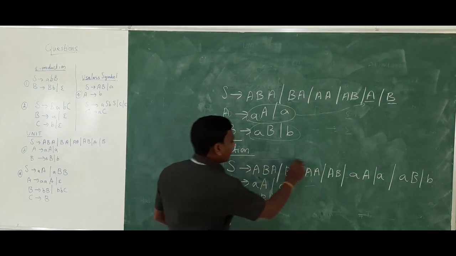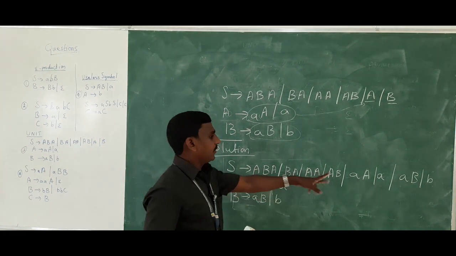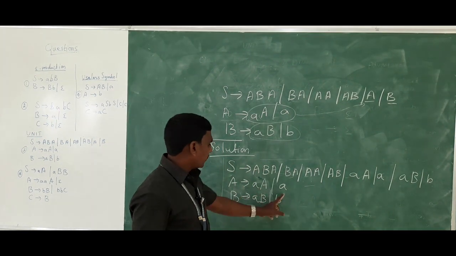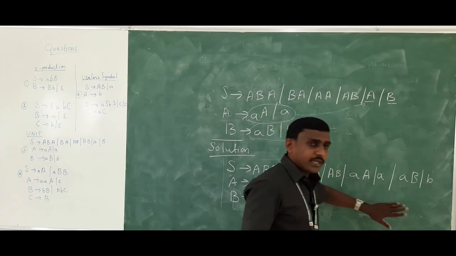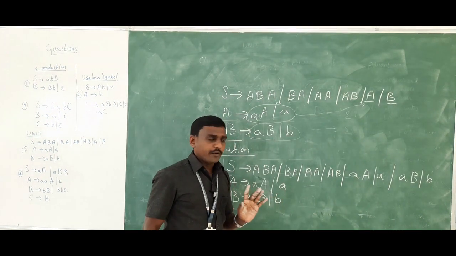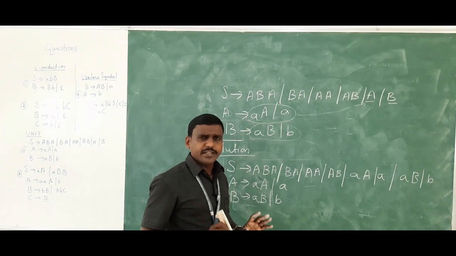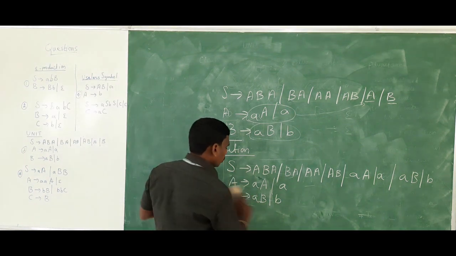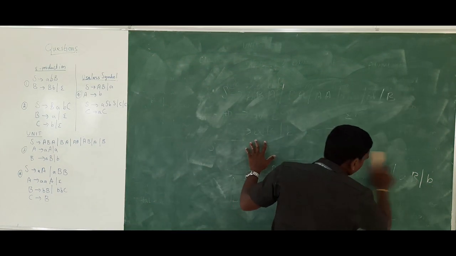See, after eliminating unit production, you have to check whether a unit production is there. Is one variable tends to one variable there? No. See, this is terminal, this is terminal, this is terminal, this is terminal. So there is no one variable tends to one variable. So this is the way of eliminating unit production. Very, very simple and very easy. You have to understand, because for the next problem you should know this.